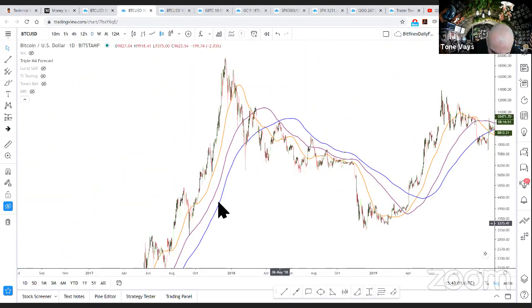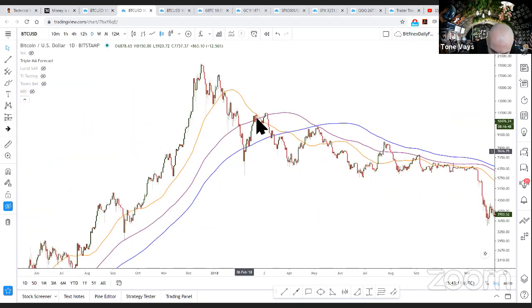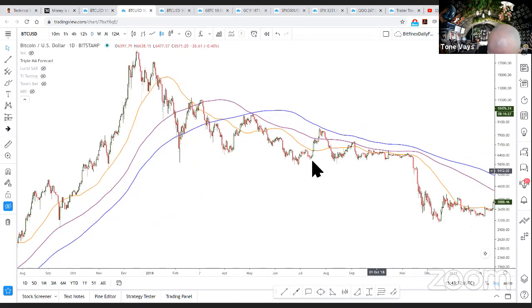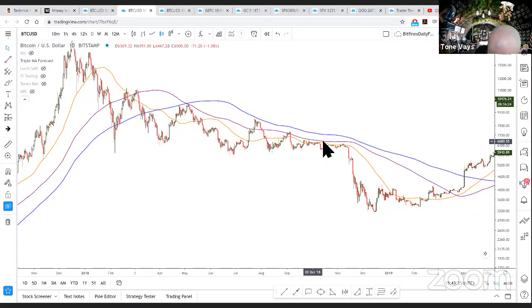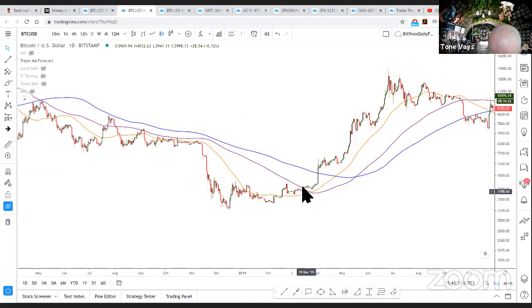Let's zoom in. It then acted as resistance. This gave the illusion that it was broken, but there was another moving average right there stopping it. Same thing here. It consolidated, rejected the price again. We broke it for a little bit, but then got rejected by another moving average. It acted as beautiful resistance all throughout. Here's where we broke it, and we had a lot of room to the next moving average, and we were able to break that as well.